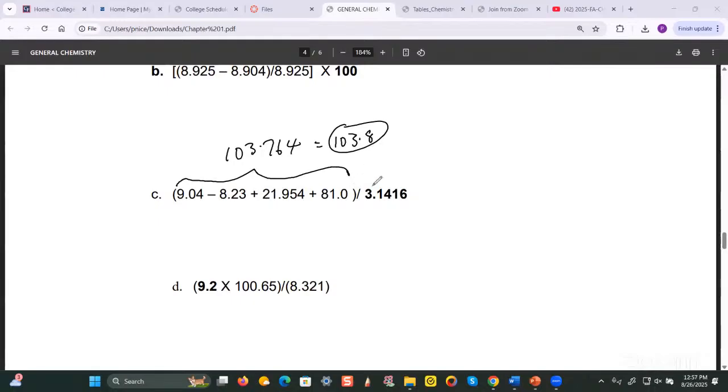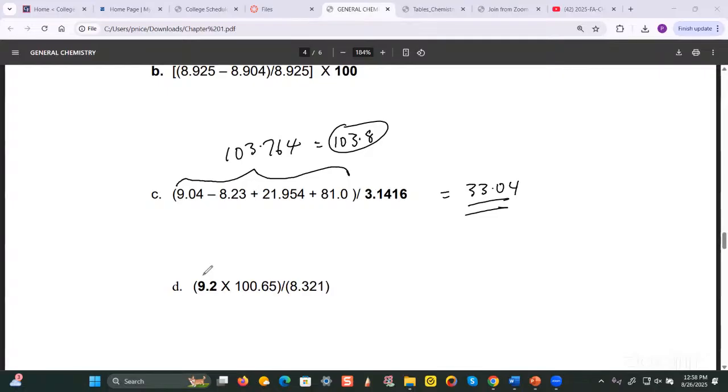So now we have this rounded off to 1 decimal place. We have to divide that now by the 3.1416. So let me do that. 103.8 divided by 3.1416. And I got 33.04048892. However, we need to round this off to how many sig figs? 4 sig figs, exactly. So when rounded off to 4 sig figs, I got 33.04. And that would be the final answer. Right? Any questions about this one? Any questions? All right.